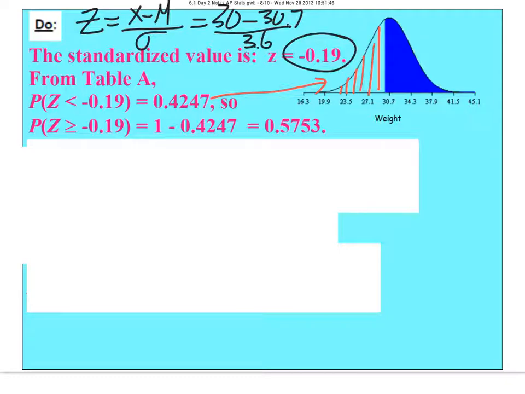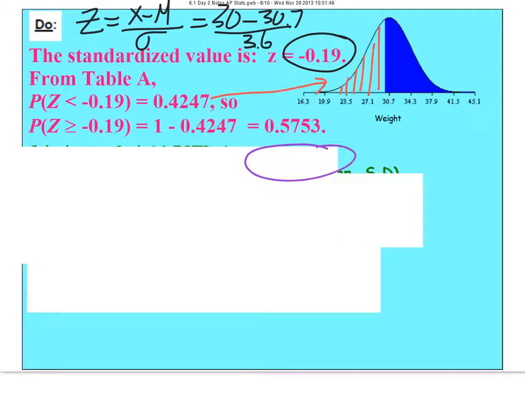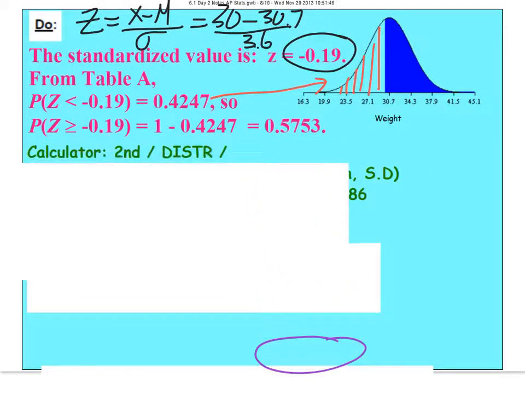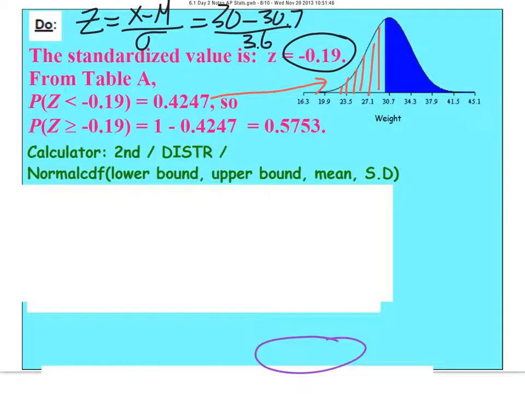But I'll be honest with you, I'm going to use the calculator. So let's review the calculator directions for that. On the calculator, we're going to use second distributions. In second distributions, choose normal CDF.